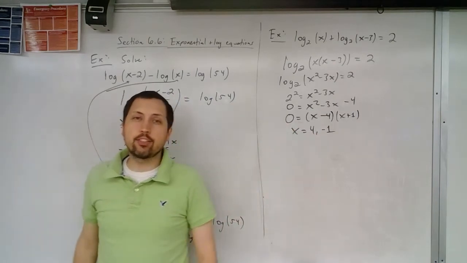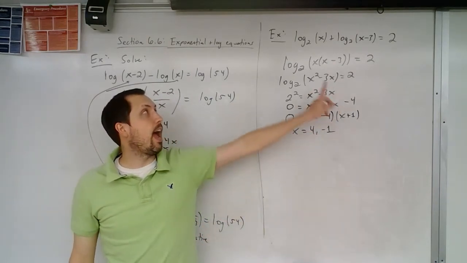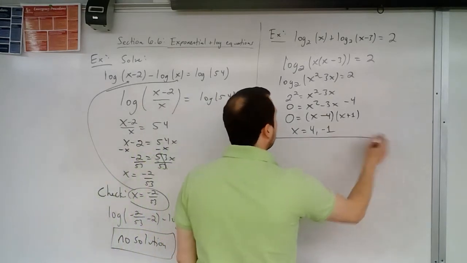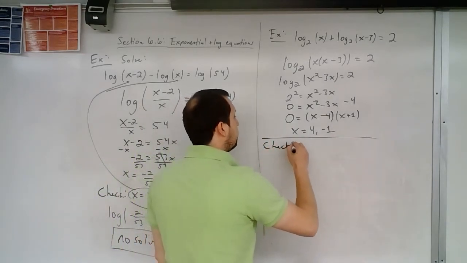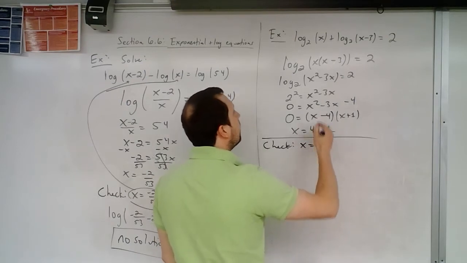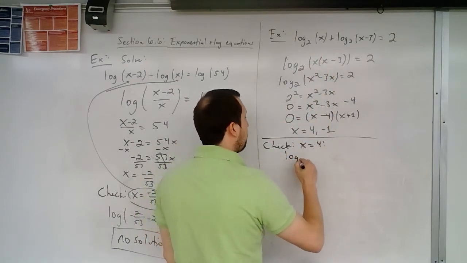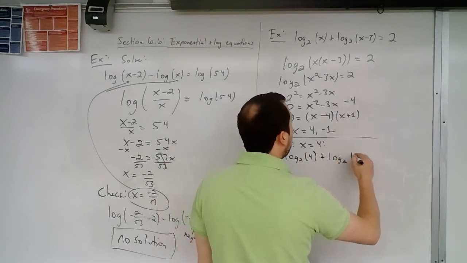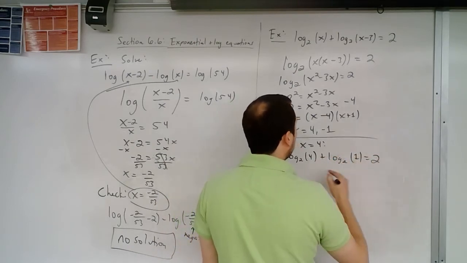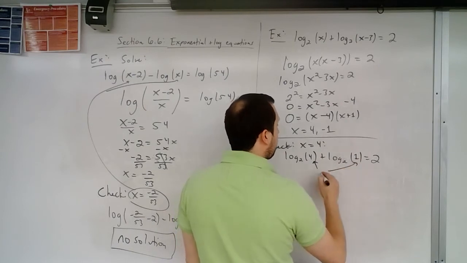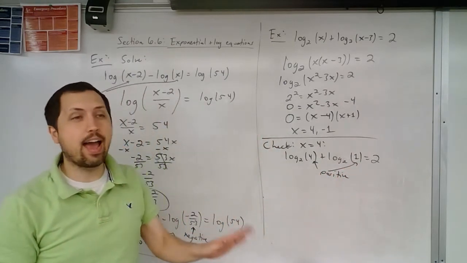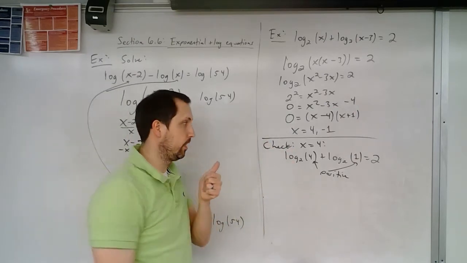I have these two answers, but remember, I combined these, so I need to check them. So I'll check them individually. So let's check x is equal to 4. I plug this in. I have log base 2 of 4 plus log base 2 of 1 is equal to 2. These are all positive, so that's great. I have x equals 4 works for me.